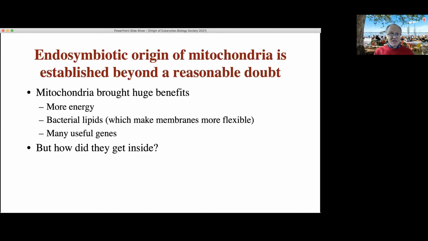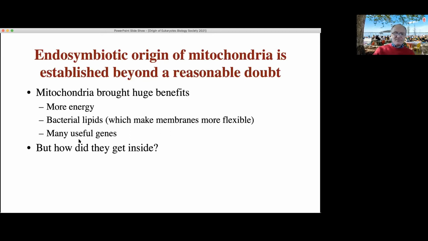And they also brought in a number of other important genes, genes for manipulating membranes, like if you've ever heard of dynamin, that gene family came from the mitochondrial lineage. But so we know they came from bacteria, we know they are bacteria. We know they're important, but how did they get inside?